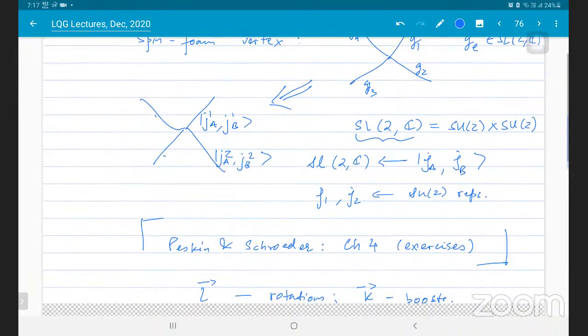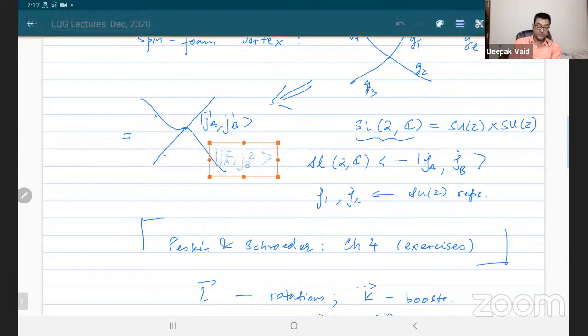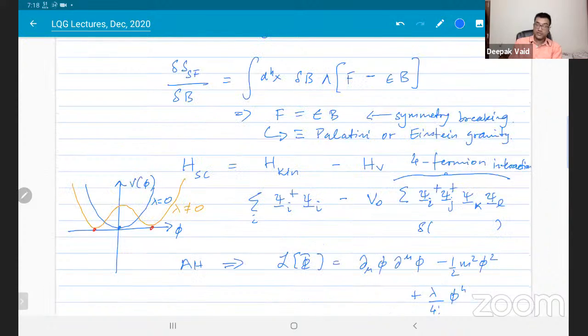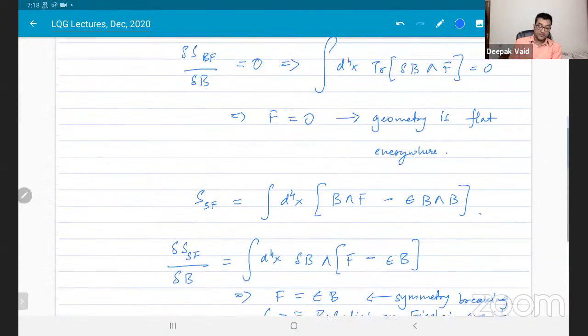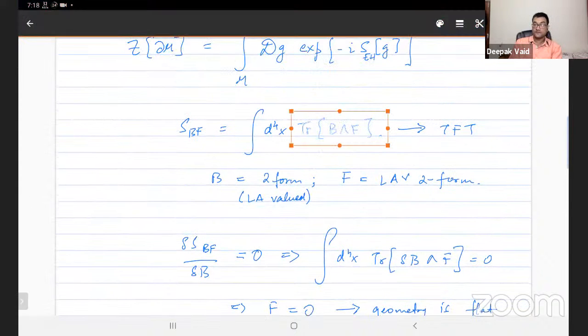Now, one can show that you write down the vertex. There is a vertex which corresponds to these spins. There is a certain way of gluing together all the spins that come into the edges, right? And one vertex is called the Barrett-Crane vertex, for example. And one can show that that Barrett-Crane vertex is the discretization of this action, this BF action.